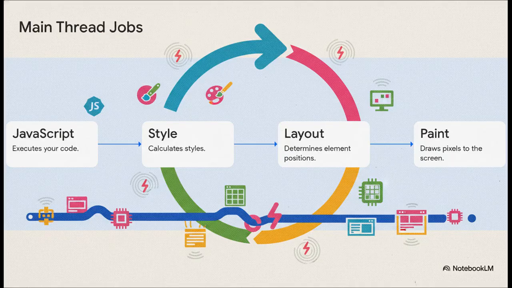Now, here's where it gets really interesting. All these jobs are completely tangled together. The main thread is constantly cycling through these 4 things. Running your JavaScript might change its style, which then forces a layout recalculation, which then requires the browser to repaint the screen. It's a total domino effect. If any one of these steps takes too long, everything else gets stuck waiting in line, and that's when your user is just staring at a frozen interface.